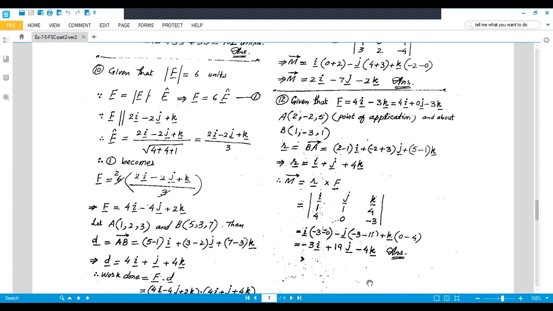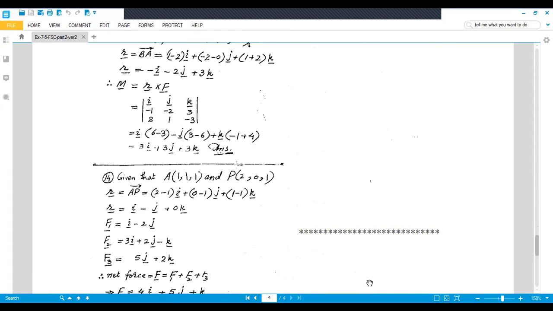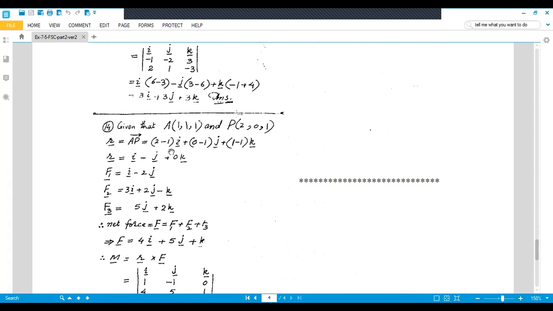12 and 13 are not included. 14: it is given that each of the concurrent forces is i minus 2j, second is 3i plus 2j minus k, third is 5j plus 2k, where P is the point of concurrency. So F1, F2 and F3 are given, so we find the total force by adding them.